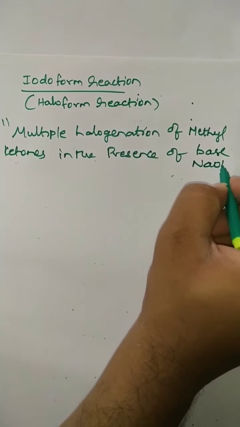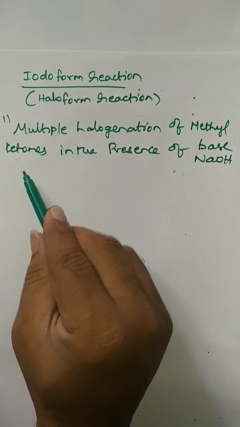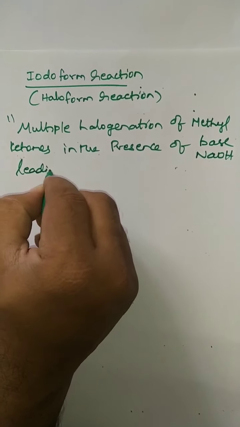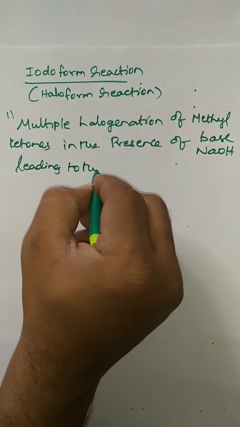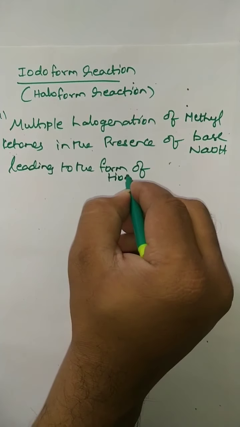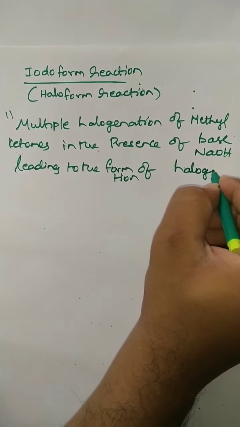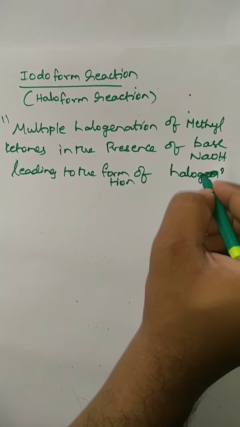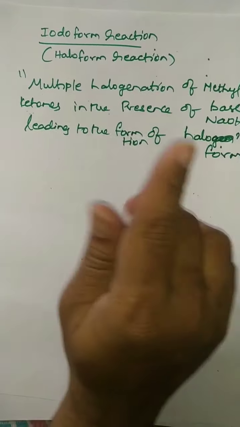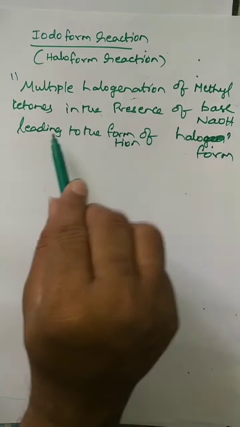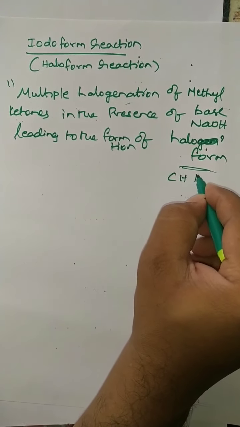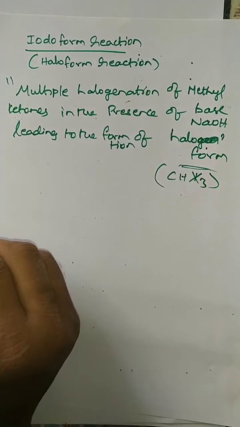Here generally we use NaOH. Multiple halogenation of methyl ketones in the presence of base, leading to the formation of haloform. Suppose if iodine is used, that is iodoform. So mainly in this multiple halogenation of methyl ketones in the presence of base, leading to the formation of haloform. Haloform general formula CHX3.